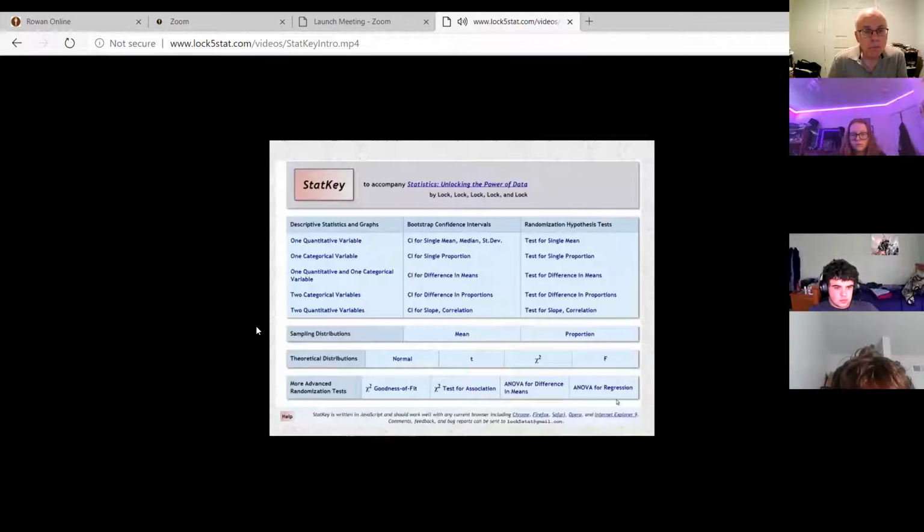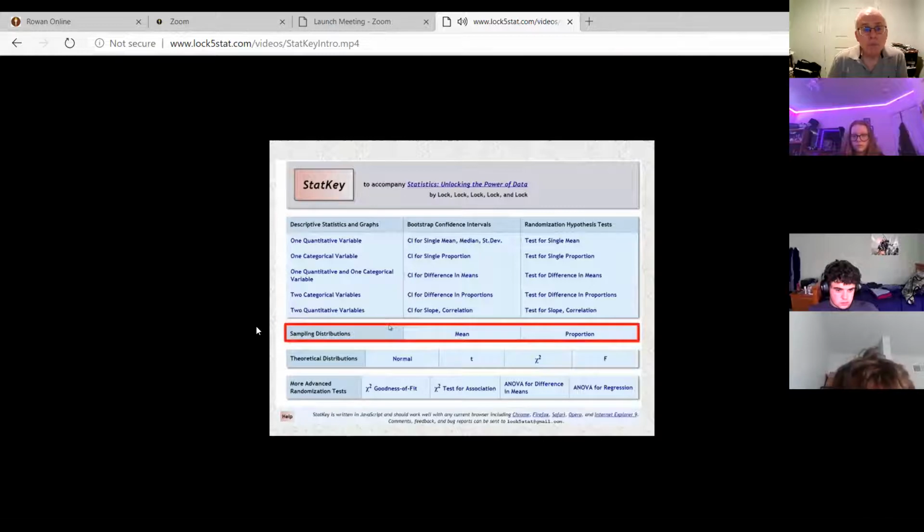So here's what you'll see as the main StatKey page. Everything runs off of the single page here. And so let me just give you a quick orientation to what's here, and then we'll delve into some of the individual parts. The descriptive statistics and graphics section is standard procedures for displaying results for single categorical or quantitative variables, as well as relationships between pairs of variables, both graphically and with summary statistics.